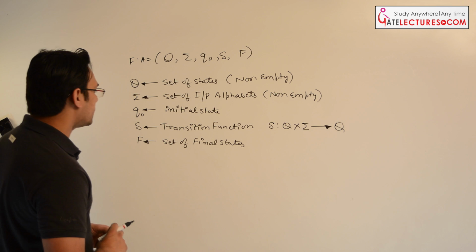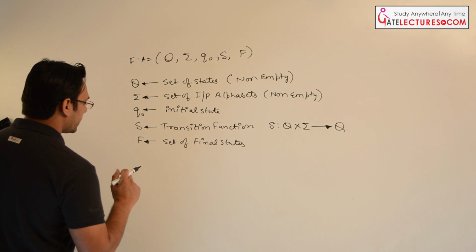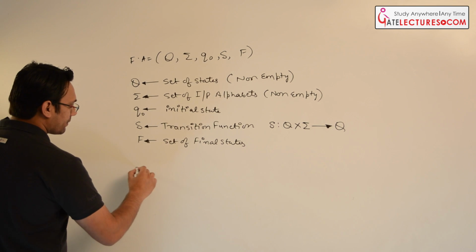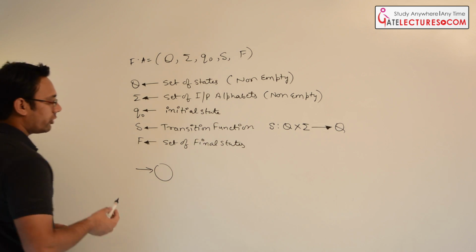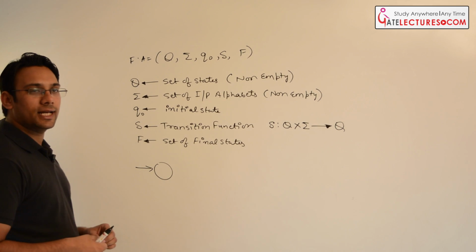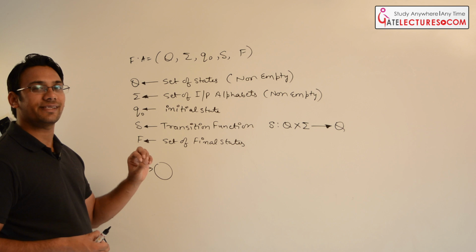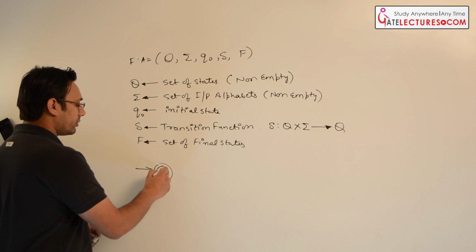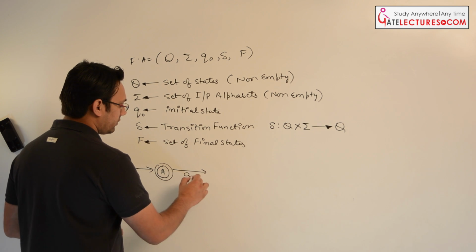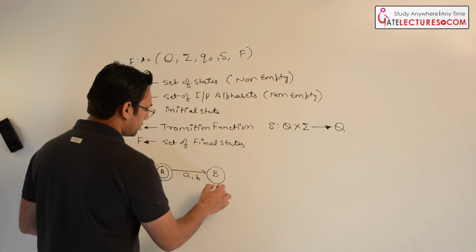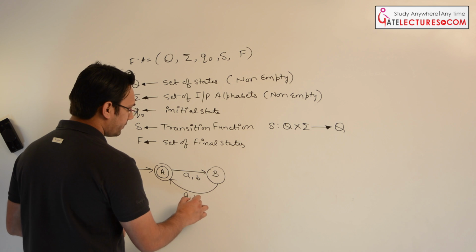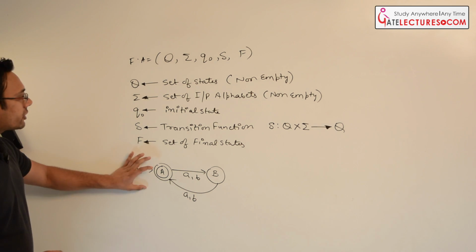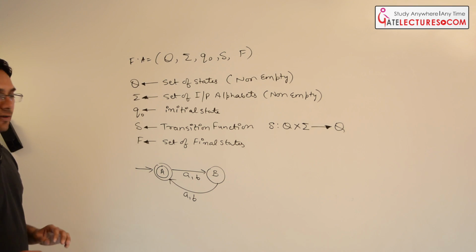Now let us explore it with a small diagram. In the previous example, we saw a finite automata for a language where the length of the strings is even. So for even length strings we had this finite automata. We have already done this. Now for this finite automata, let us give the formal definition.